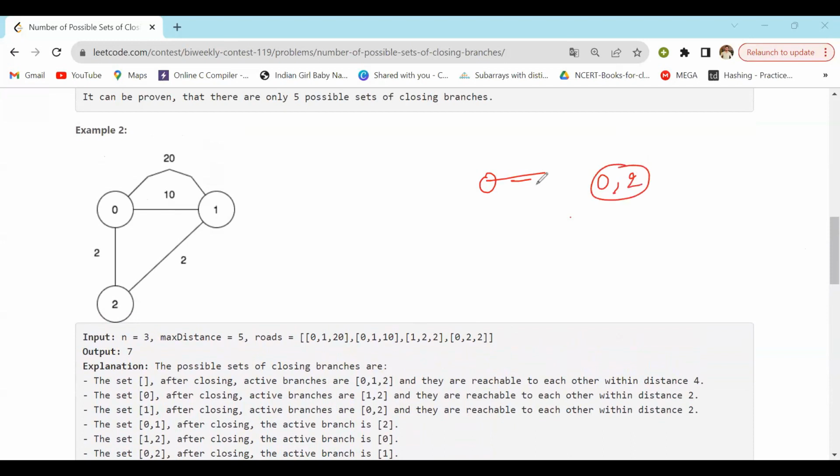So what we will do is consider a graph which has only 0 and 2. If we see this road 0, 1, is this road possible? Because 1 is not there in the set. No, not possible. 1, 2, this road is also not possible. 0, 2, yeah. So this is our final graph. So basically our point is you first have to construct a graph which has the given nodes that are present in the active set.